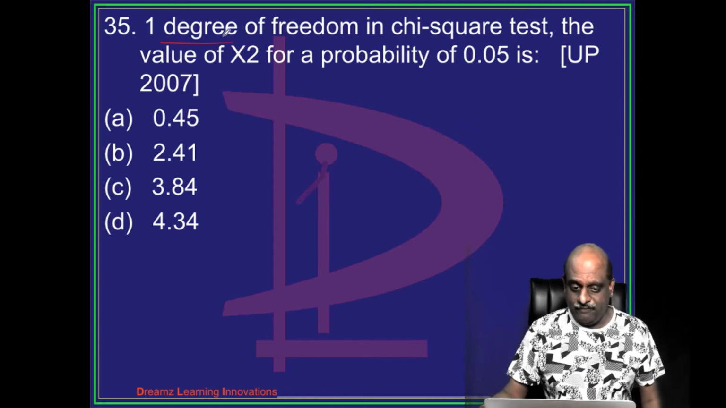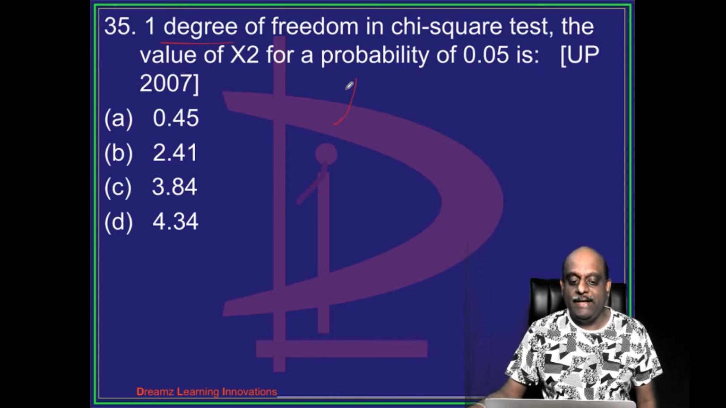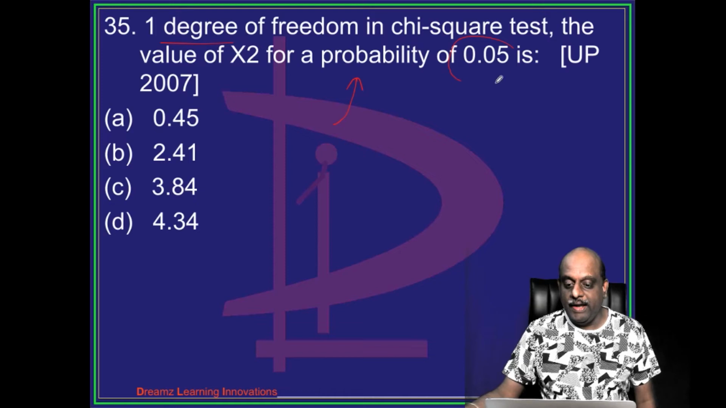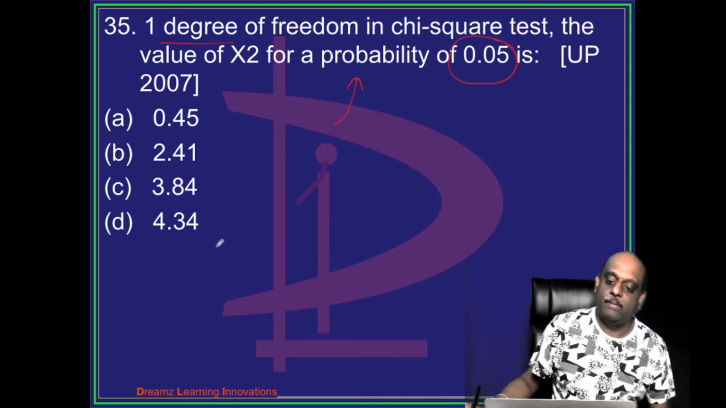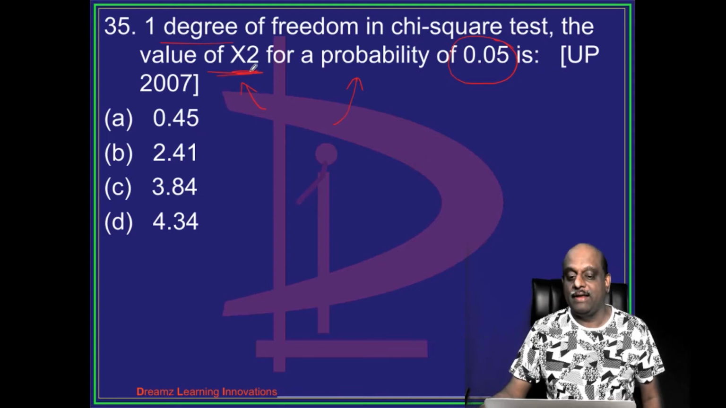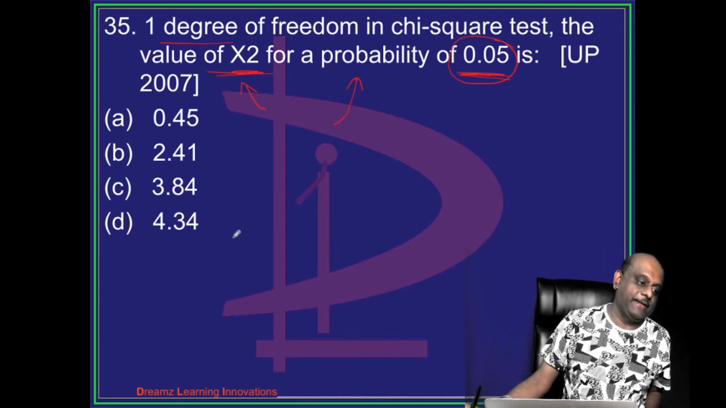1 degree of freedom in a chi-square test. What is the value of chi-square at a p-value, a probability, of 0.05 for 1 degree of freedom?